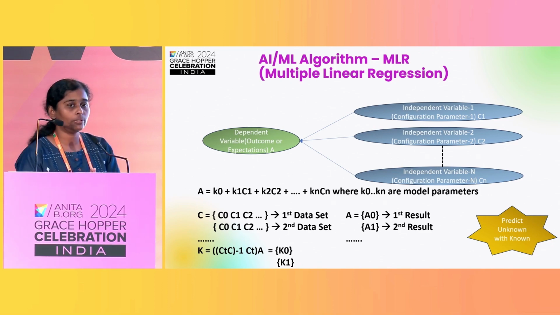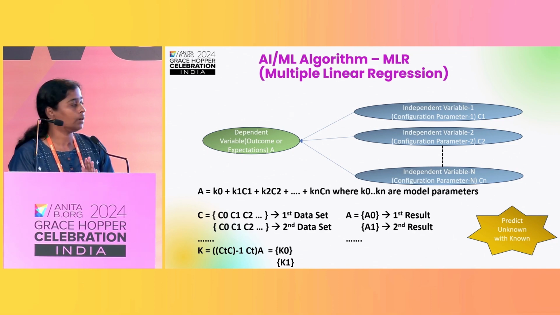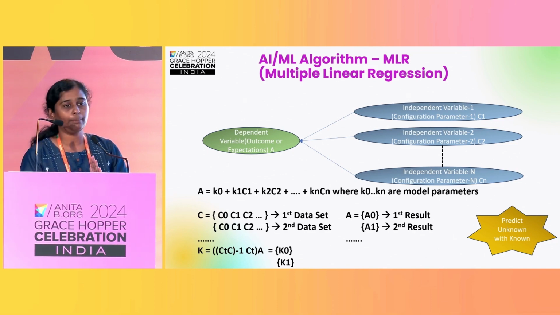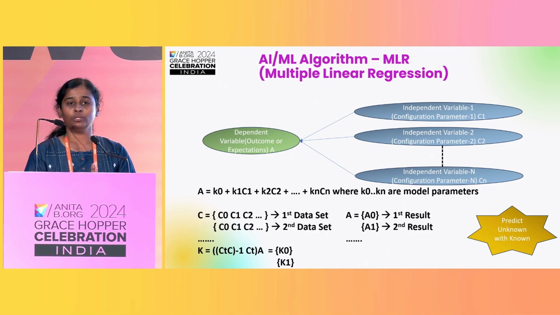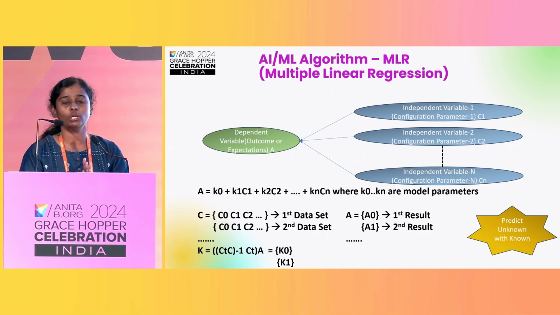So let's not get into the details of the algorithm. You have independent variables C1, C2 multiplied by a coefficient, which gives you an outcome, which is a dependent variable, which ideally is your performance measure. Using the formula given here, we'll be able to compute the coefficients. With this, we'll be able to get the list of unknown variables from the set of known variables.